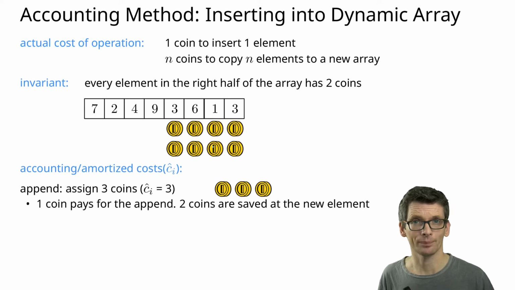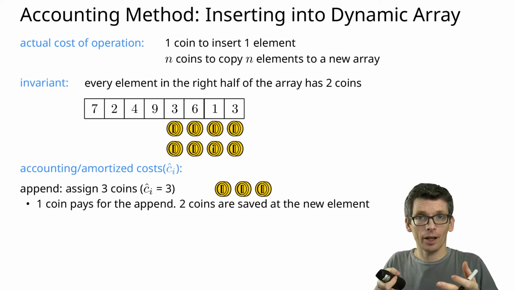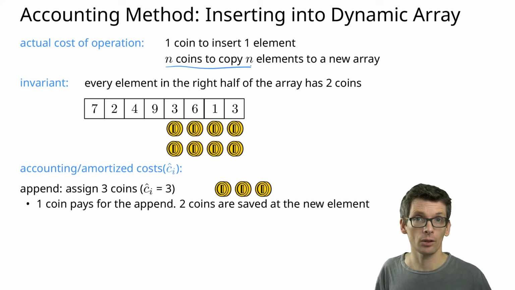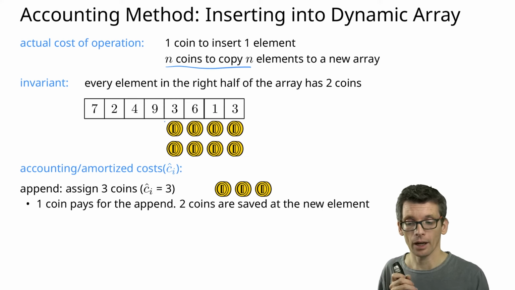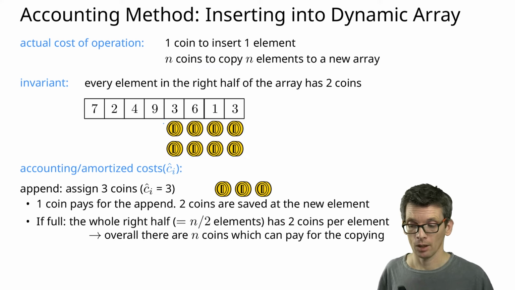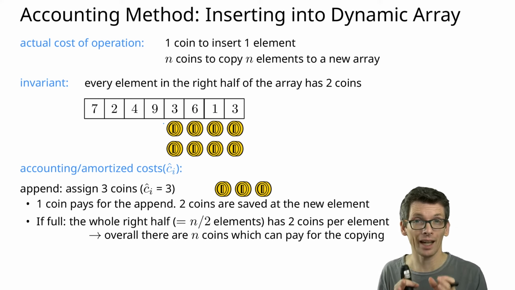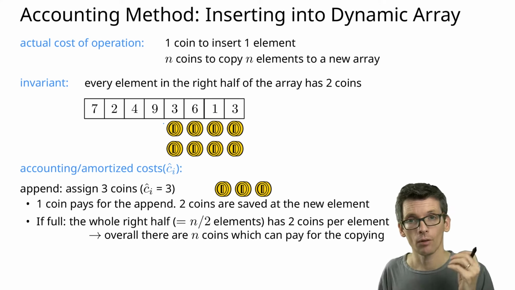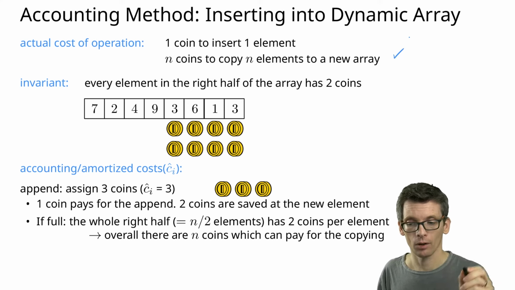Now at this point, let's say I would be inserting another element. At this point, I would have to pay this cost. And so in the next step, I would have to pay n coins. In this case, n is 8. Yeah, luckily, we have n coins sitting here. So if the array is full, it means that we have n half elements in the right half of the array. Each has 2 coins, and n half times 2 gives me n. I have n coins. Those n coins can pay for the actual costs here.